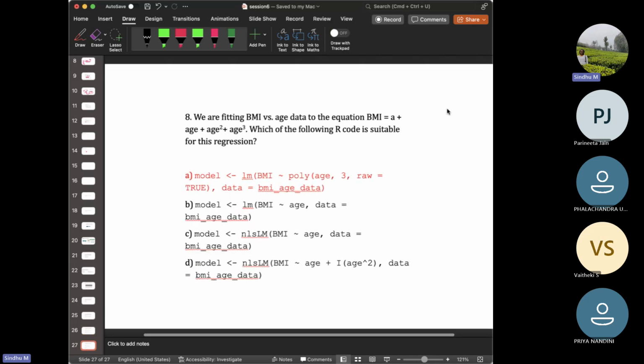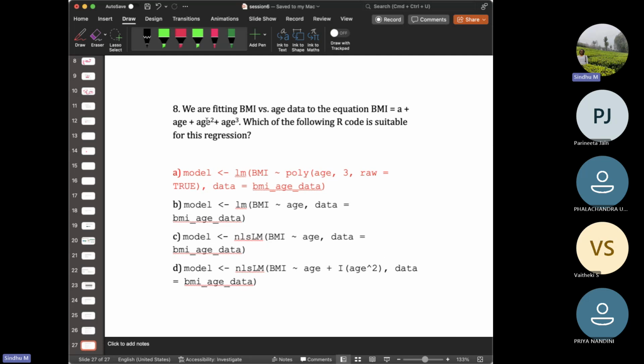So in the previous class we were doing linear regression and there we used the lm function. Here also we can use the same lm function. But here it is not linear. So here you have to write the y. In this case, y is nothing but BMI, which is on the left-hand side, separated by the tilde.